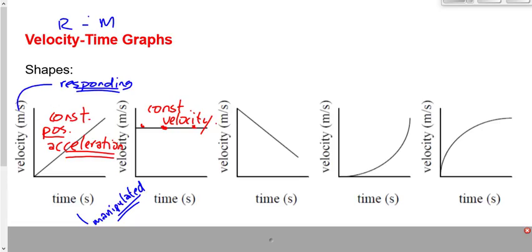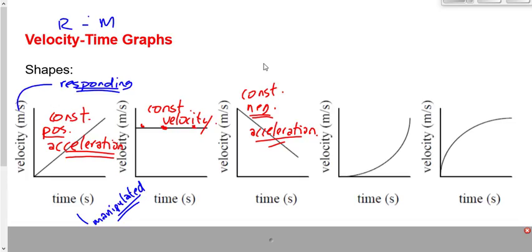Third one, if this was a position time graph, this would be a constant negative velocity. Here, it's not a constant negative velocity, rather it's an acceleration, but it's a negative acceleration. A constant negative acceleration. How else could we say that? Constant deceleration, or constantly slowing down.